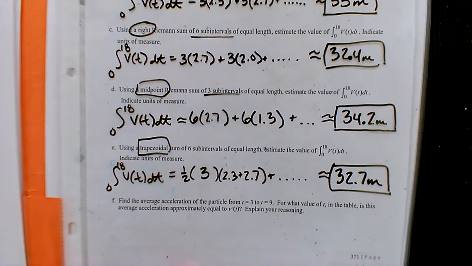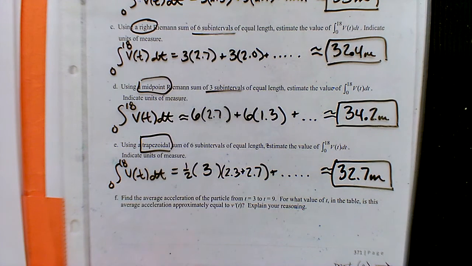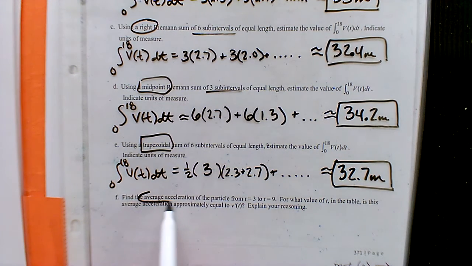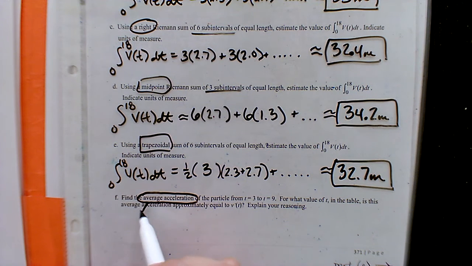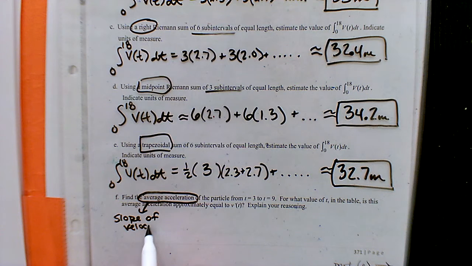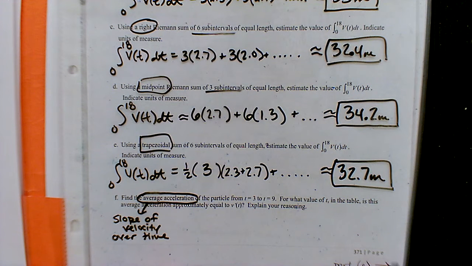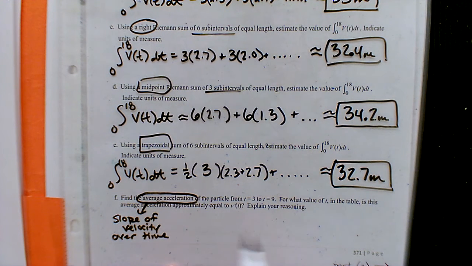Find the average acceleration of the particle from 3 to 9. What does that phrase, average acceleration, mean? What should we be trying to calculate here? Average acceleration. Good, Dan? You want the slope, or change over time, of the velocity. Slope of velocity over time, meaning between 2 points. And they're giving you 2 points. Yeah. You can use f(b) minus f(a) over b minus a in order to calculate that from the 2 points in the table. There we go.